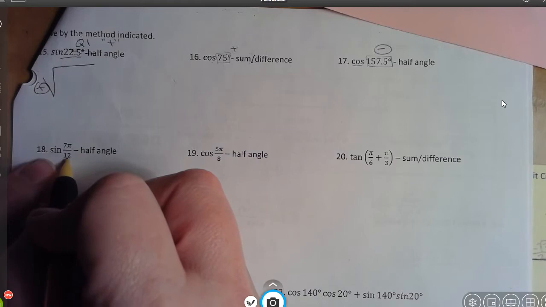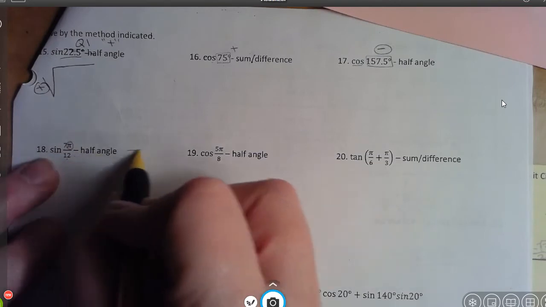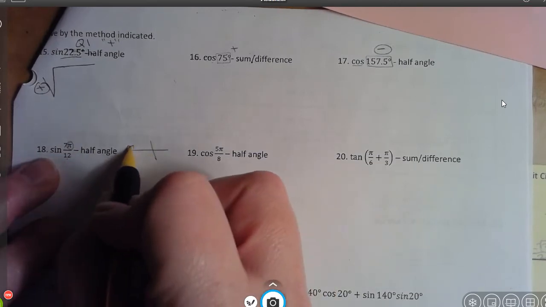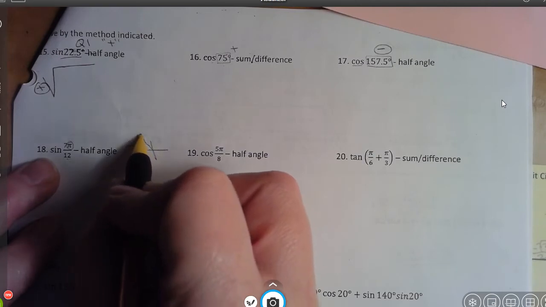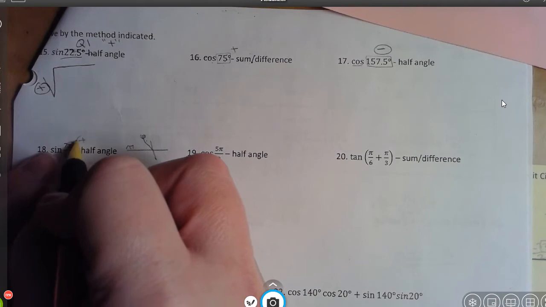7/12, that's a little more than halfway. That puts me in quadrant 2. It's a little more than halfway to pi. Pi, remember, is located right here, so 7/12 is somewhere in here. It's the second quadrant. Sine in the second quadrant is positive.